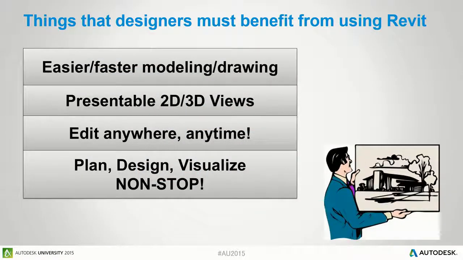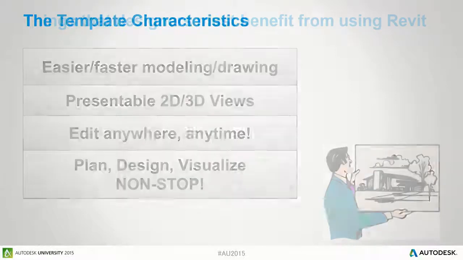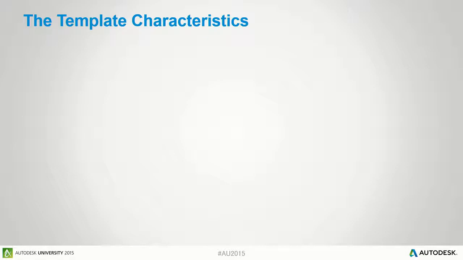So we started thinking how the template must benefit the users, especially pure architectural designers. On the designer's perspective, they must be able to produce models and drawings with the easiest possible way. They must be also able to produce presentable 2D and 3D views. They like the easiest way. And most of all, they must be able to modify the model whenever, wherever, without having the hassles. And in connection with this, make them plan, design, and visualize nonstop while they model. So to summarize up, we have formulated the characteristics of what we will call here the designer's template.